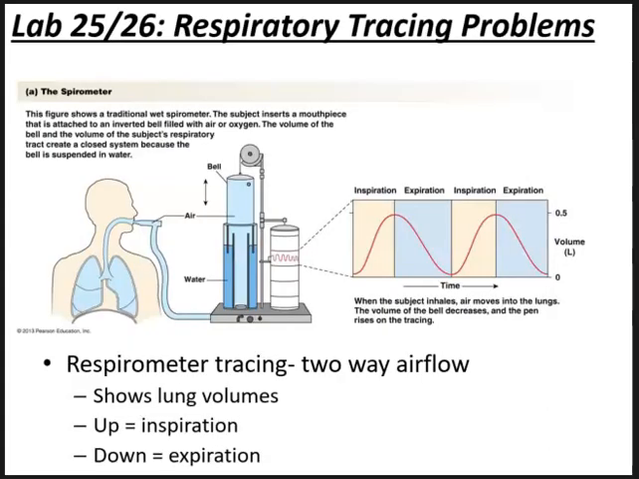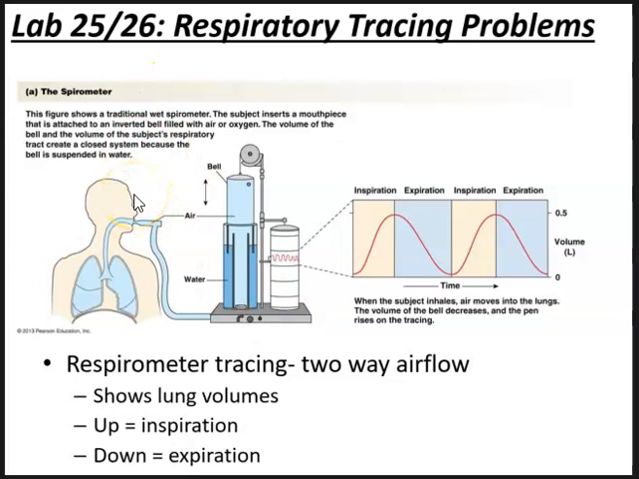Before we get into that, I just wanted to explain the apparatus that we would be encountering in lab. So basically, a volunteer would be hooked up to a respirometer. And the tracing is showing a two-way airflow. A person would wear a nose clip, and then we would use the respirometer to measure air going in and out of the lungs, not through the nose. So that's why we have them put on a nose clip here.